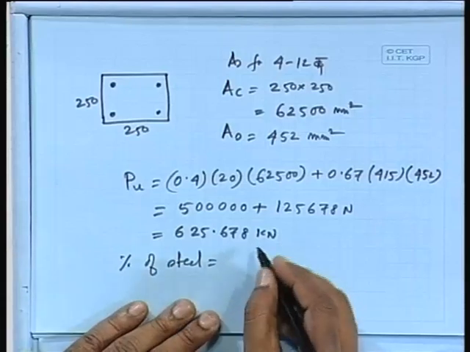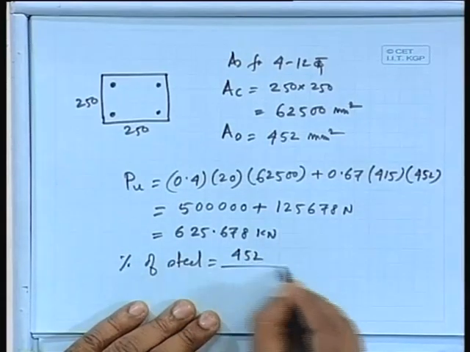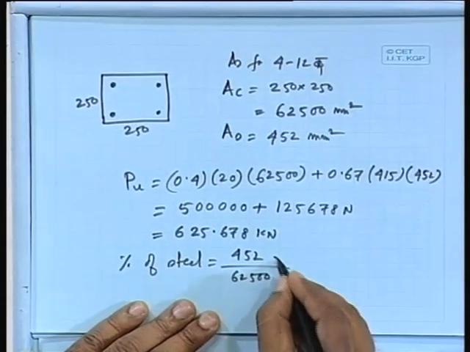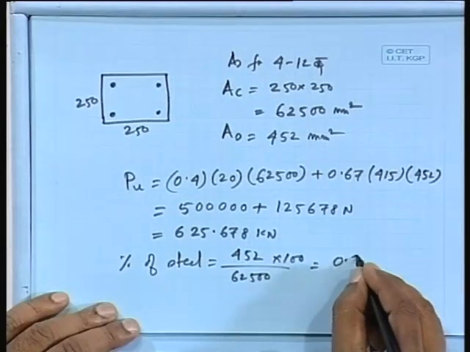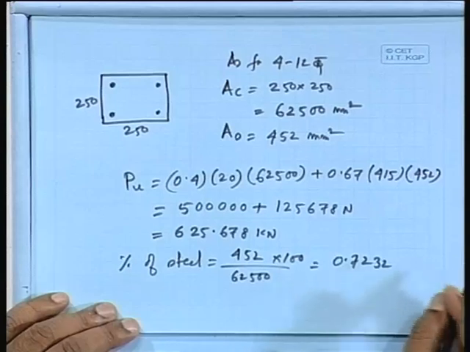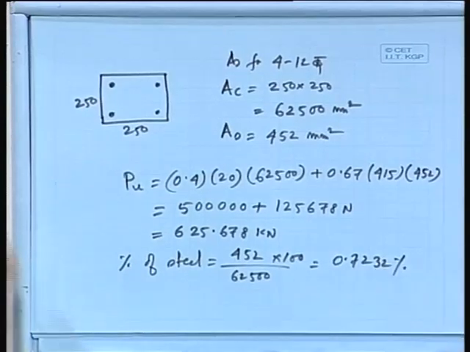Equal to 452 divided by 62500 times 100. So, 452 into 100 by 62500, 0.7232. So, this is the percentage of steel that is, even if 250 by 250.